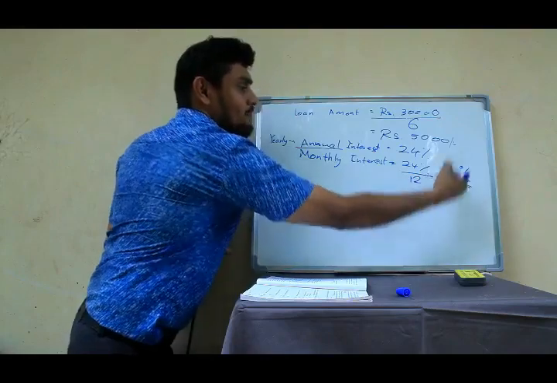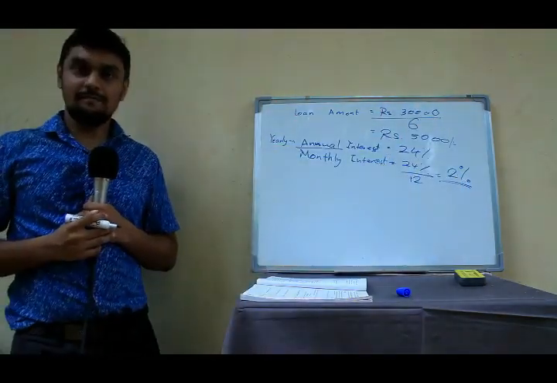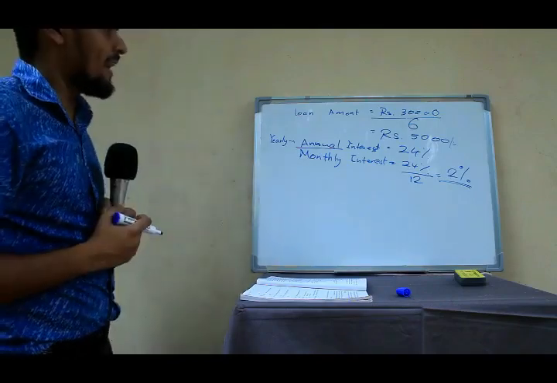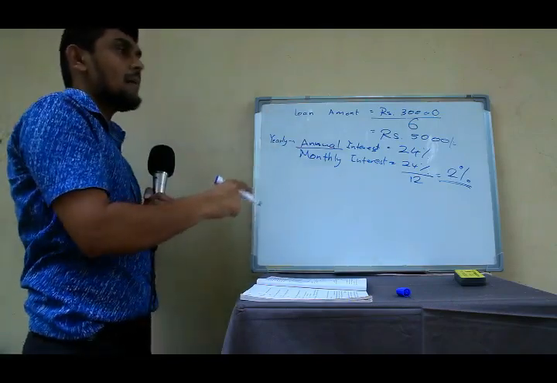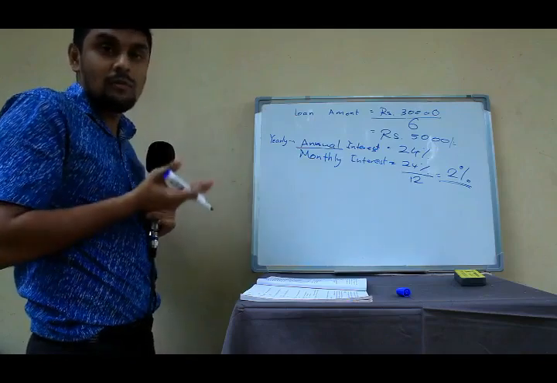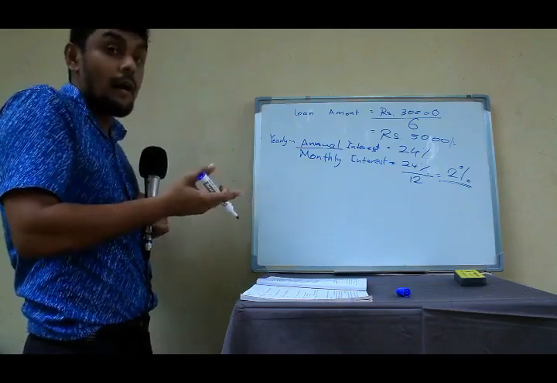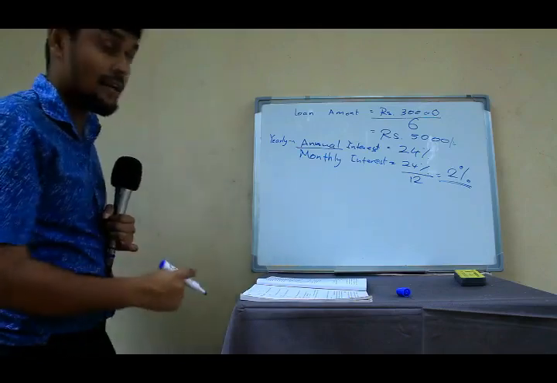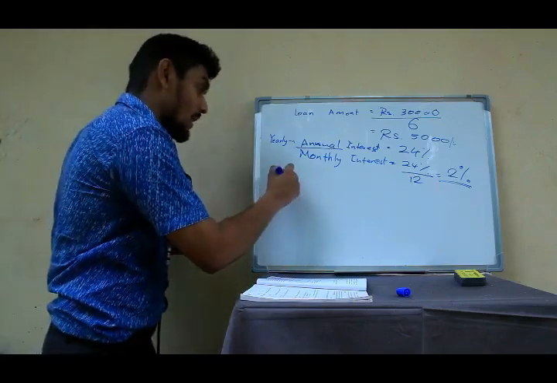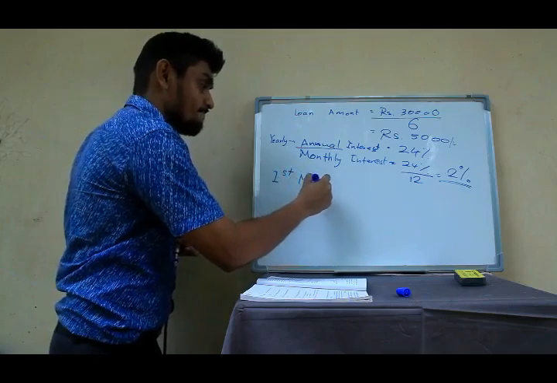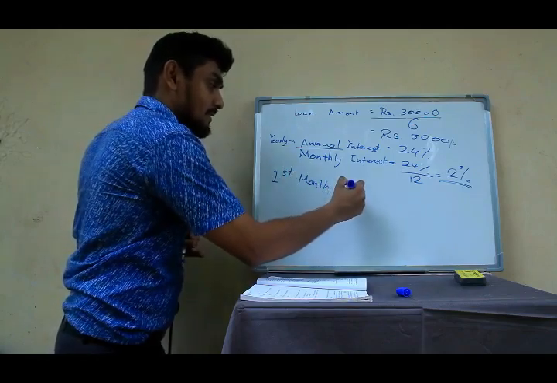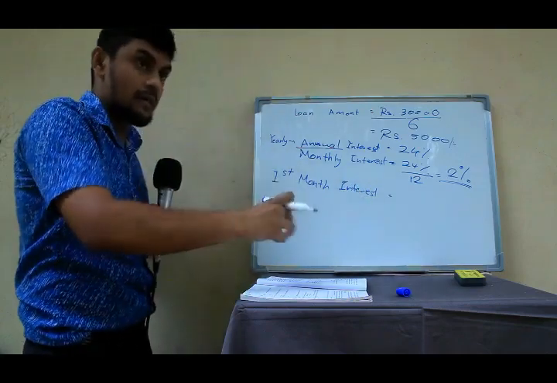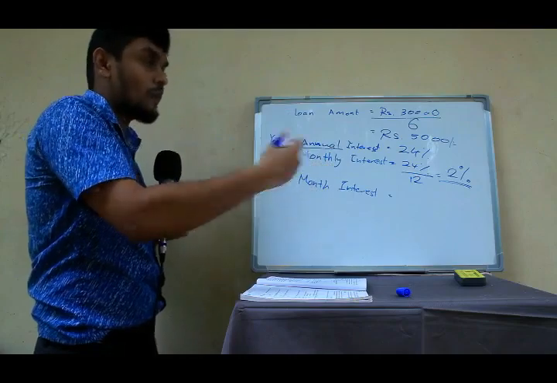What is the value? 2%. So after that, we can find out what interest amount we have to pay monthly. For that, before that, we have to find the value of the first month's interest. We have to pay the first month's value to the bank.